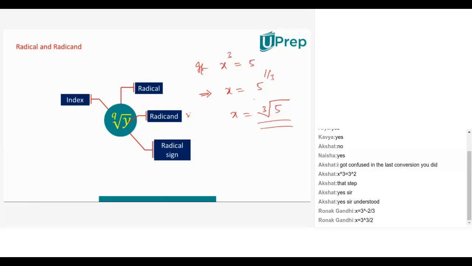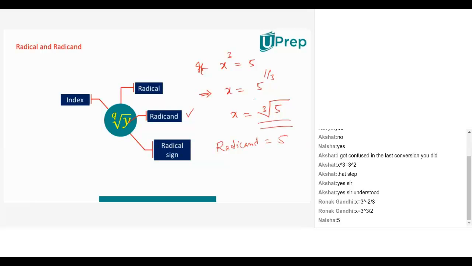Qth. So qth root of y. Now here, the value under this root y, that is called radicand. So in this example, tell me what is the radicand in this example? Anyone? Radicand. So your radicand is nothing but 5. Wonderful. So now here, what is the radical here?